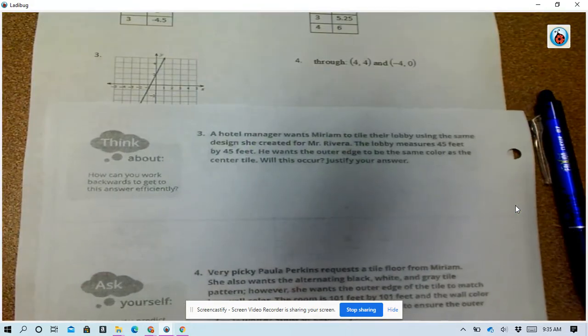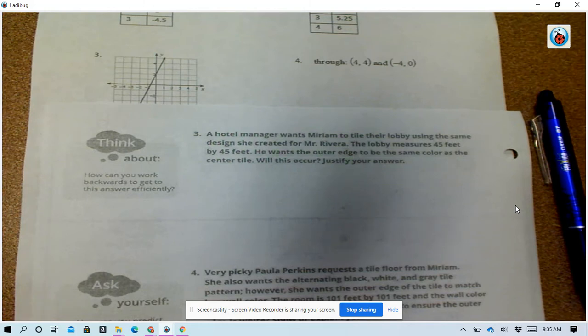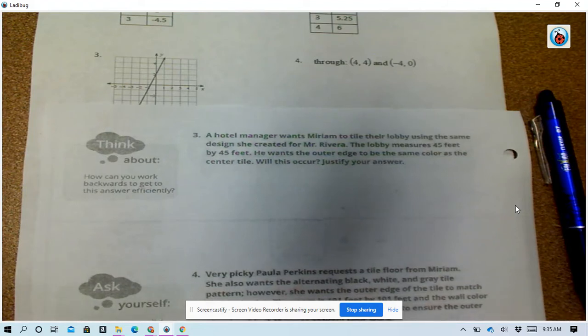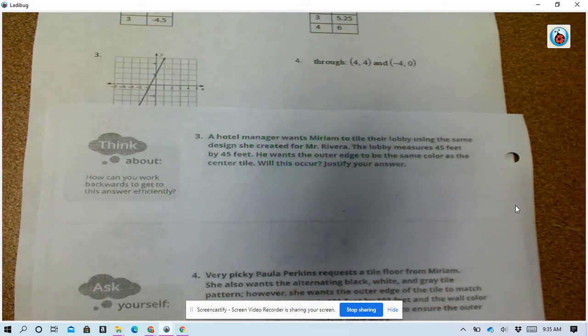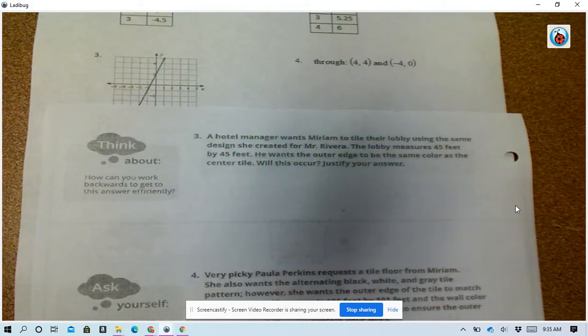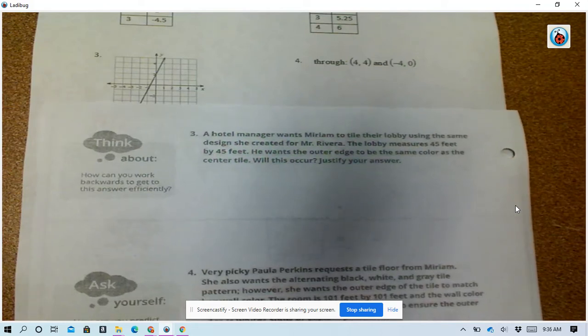Let's take a look back onto page 10. It says a hotel manager wants Miriam to tile their lobby using the same design that she created for Mr. Rivera. The lobby measures 45 feet by 45 feet, and he wants the outer edge to be the same color as the center tile. Will this occur? Justify your answer. So pause the video, see if you can figure it out, and then I'll show you how I solved it.